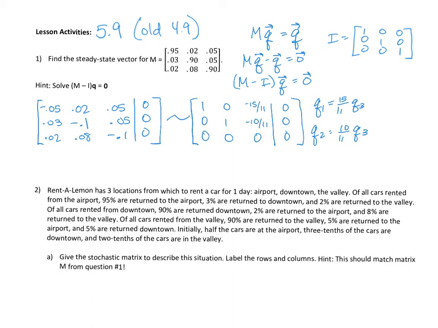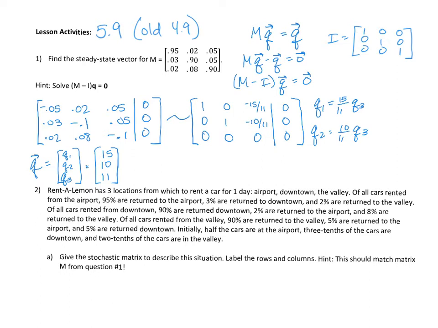I would make Q3 11. Let's get rid of these fractions. And I would say one possible vector for Q would be Q1, Q2, Q3. So you choose Q3 because it's free, and I'm going to choose 11. That makes Q2 10 and Q1 15. However, that is not a probability vector, right? 15 plus 10 plus 11 is not 1. So any scaled version of this Q is also a solution because Q3 is free, right?